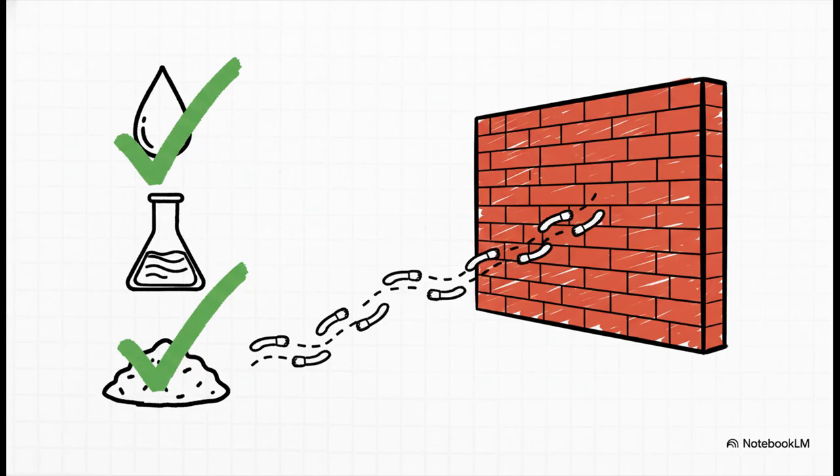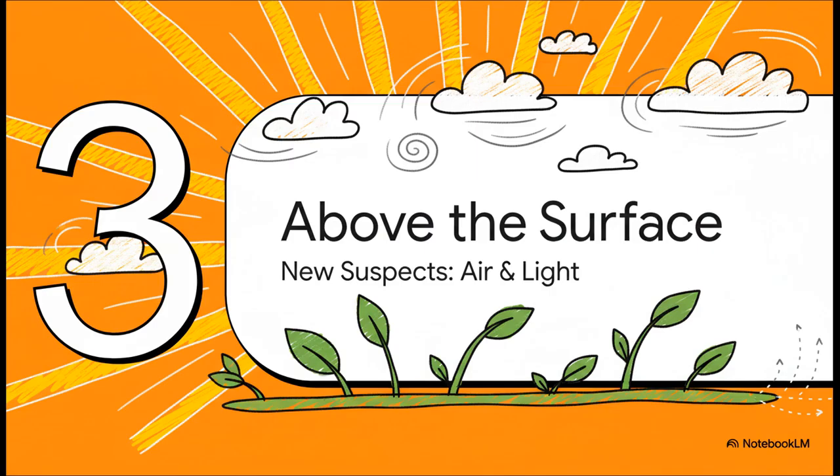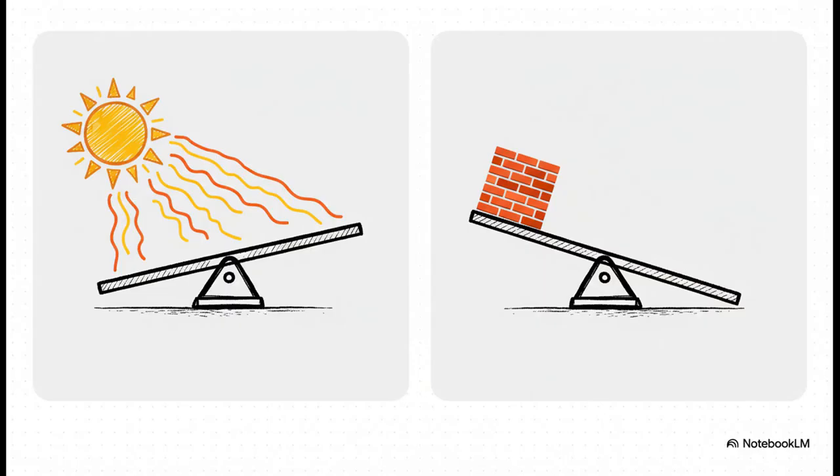So, it looks like our primary suspects all have solid alibis. Water, those nutrients, the soil, none of them are delivering the pre-made food molecules we're looking for. We've kind of hit a brick wall here. It's time to look elsewhere. So let's move our investigation above ground. That really only leaves us with two new suspects, doesn't it? Light and air. Okay, let's take a look at light first.